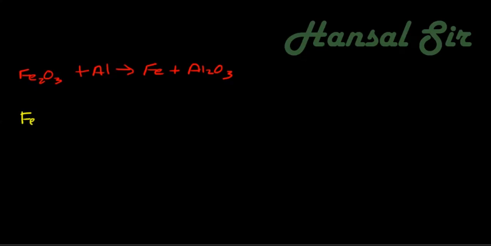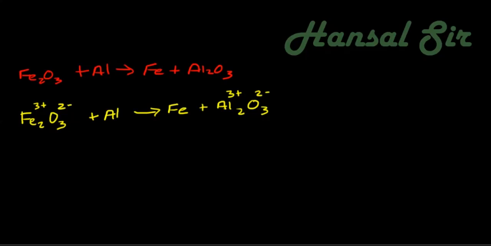When we have a substance Fe2O3, that means this is a positive ion of iron and a negative ion of oxygen, which are combined together, and they react with an atom of aluminum to give us an atom of iron plus Al2O3, where Al will become 3 plus and O will become 2 minus.